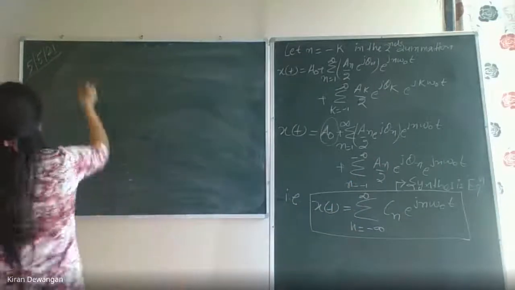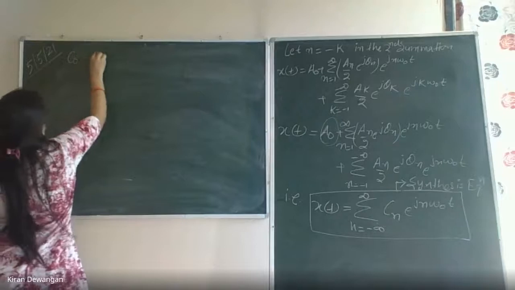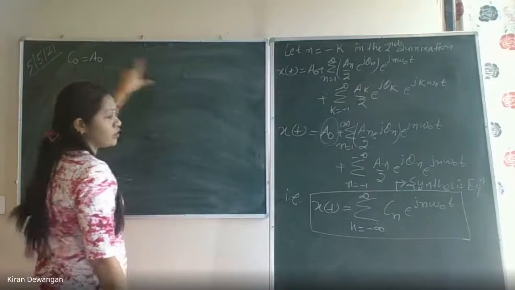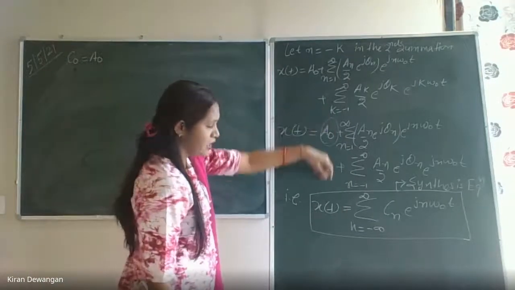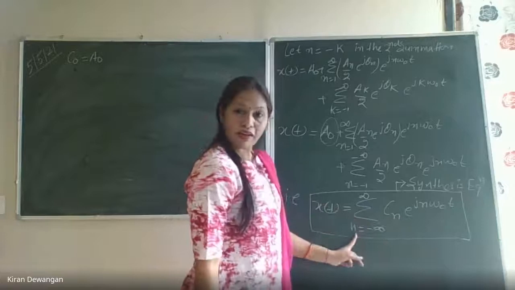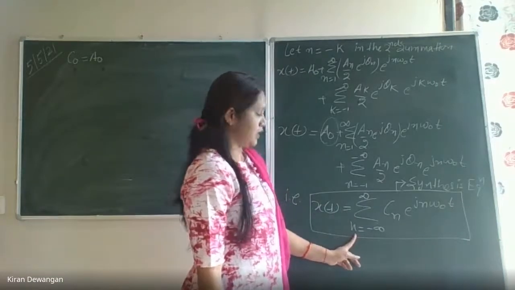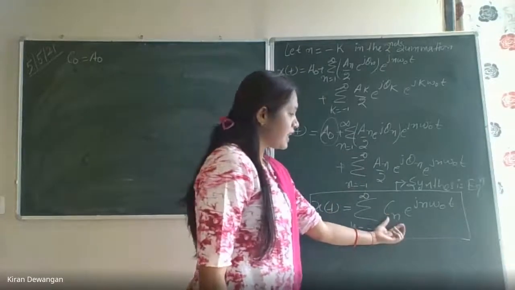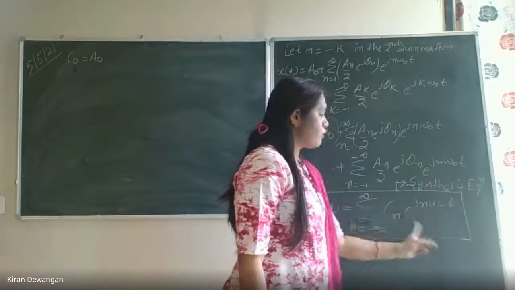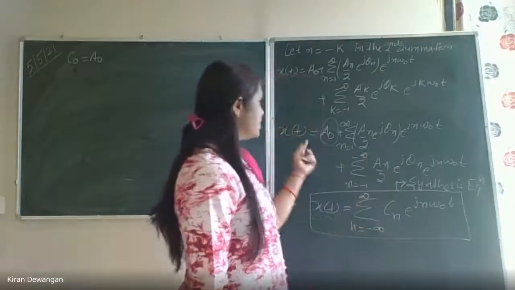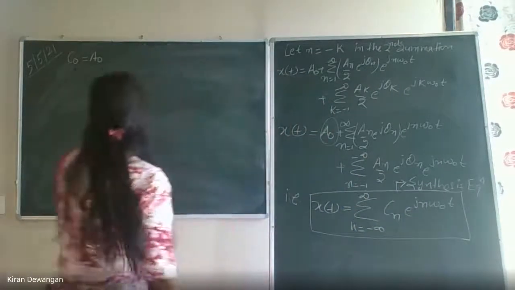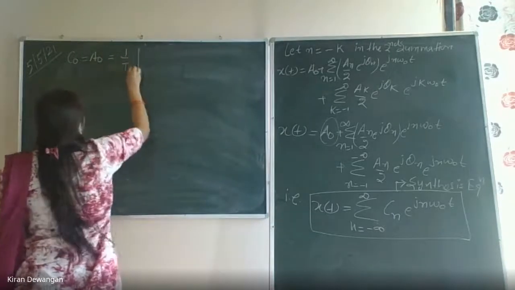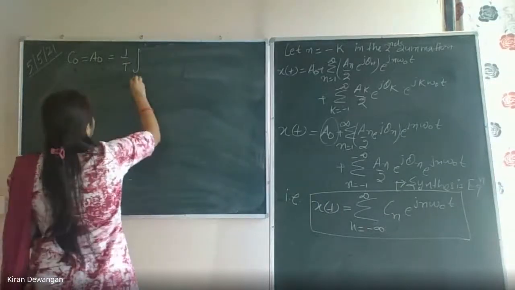Now let us just take c naught equals a naught, that is for n equals 0. When n equals 0, whatever I have as a naught will be covered, because Cn will have all the values of n from minus infinity to plus infinity. Now wherever n is 0, what will this become? It becomes C naught. And for n equals 0, this term will be completely 1, so that will be just a naught. Clear?